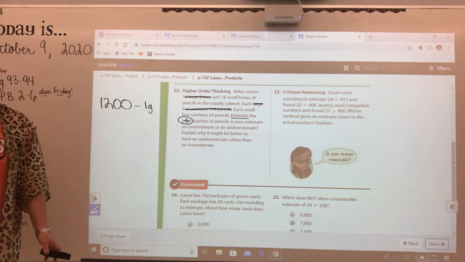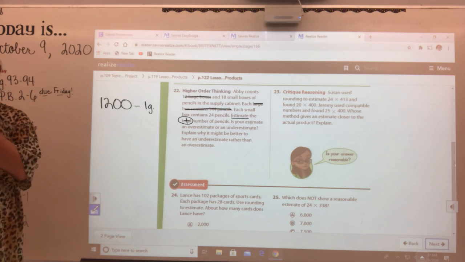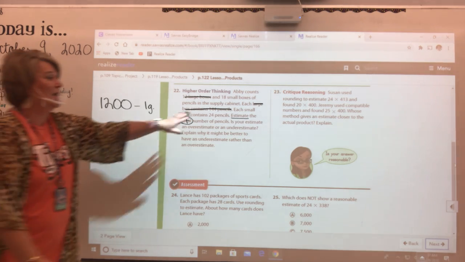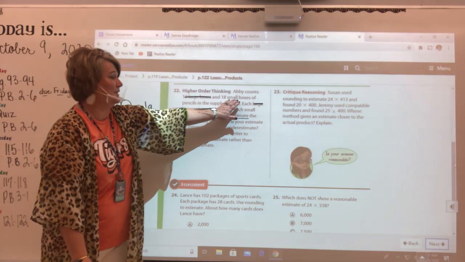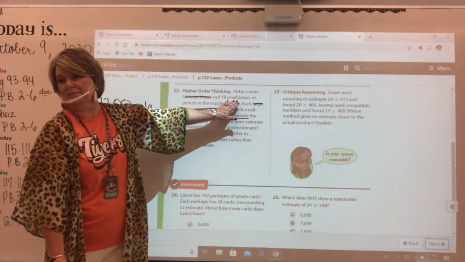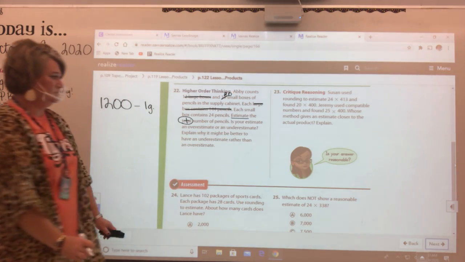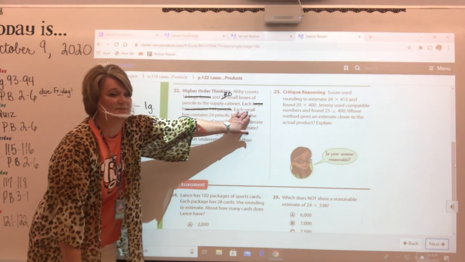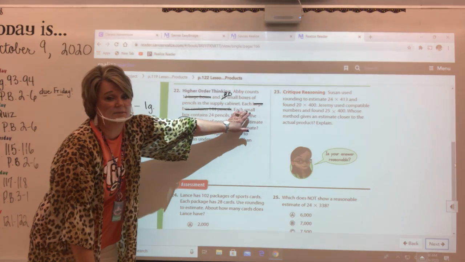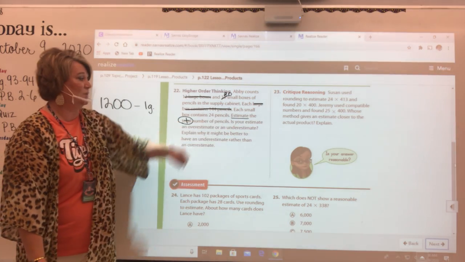So what do we still need to deal with? What do we still need? The small boxes. How many small boxes do I have over there in my cabinet? 18. What do y'all want to round 18 to be? 20. I agree. Now come down here to where it says each small box. Do you see it? Yes. Yeah? Each small box contains 24 pencils.